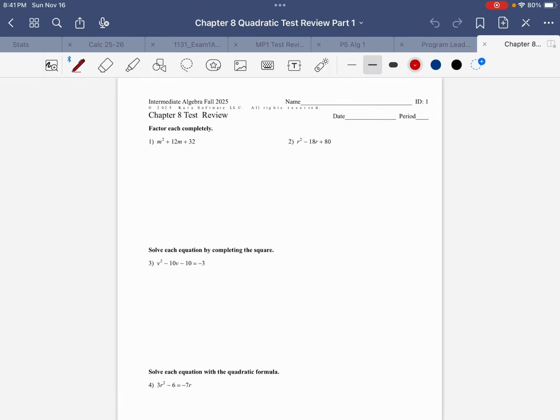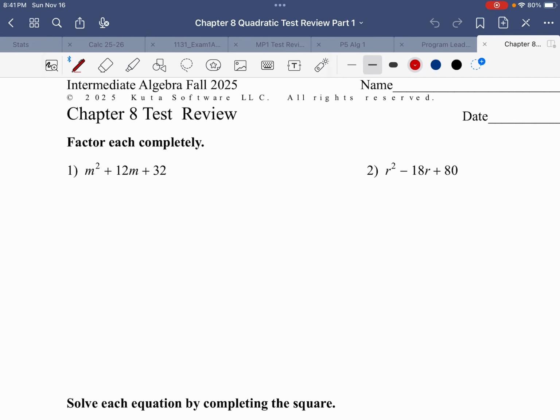This is the Chapter 8 test review. For number 1, we're trying to factor these expressions completely. Remember, for these quadratics here, we're looking for two numbers that multiply to 32, and those same two numbers have a sum of 12.